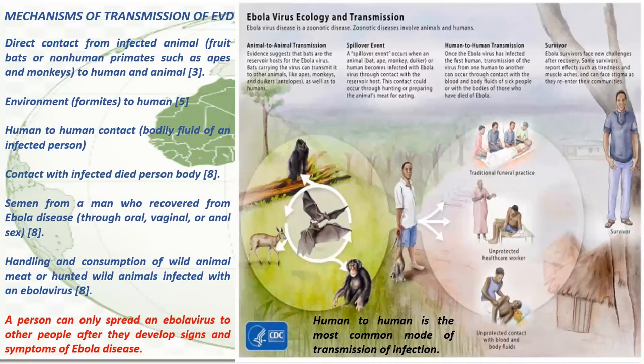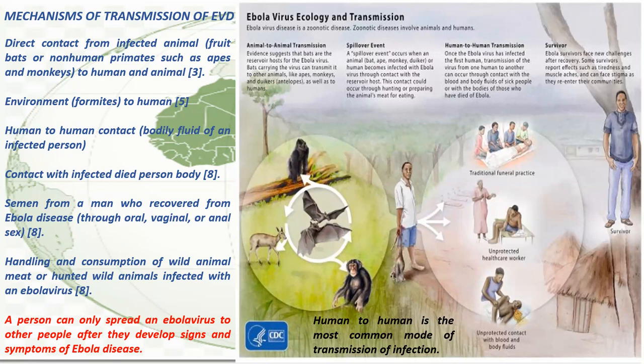Now, how is this disease transmitted? This disease can be transmitted by direct contact with infected animals, which can be fruit bats or non-human primates like monkeys. It can also be direct contact with infected humans and animals. It can also be direct contact with any environment contaminated with the virus.